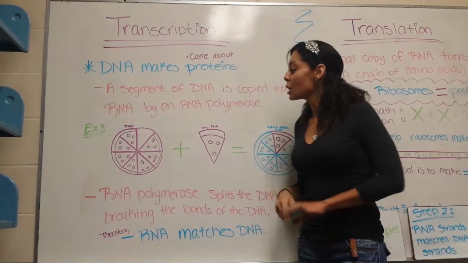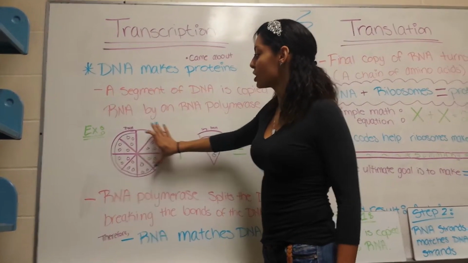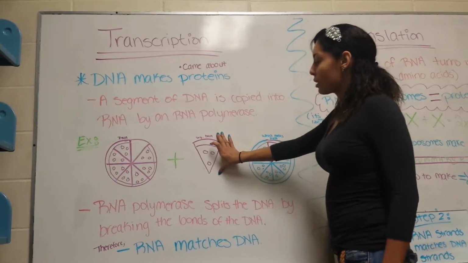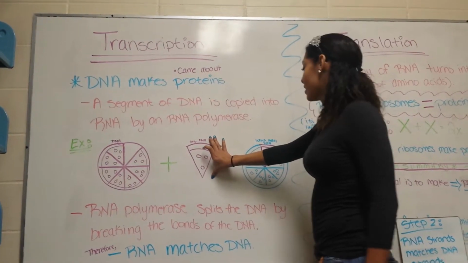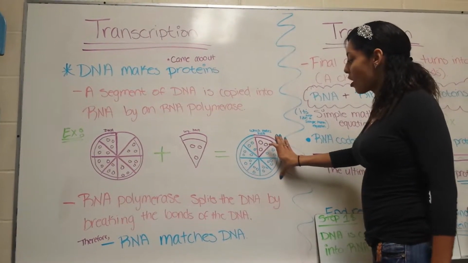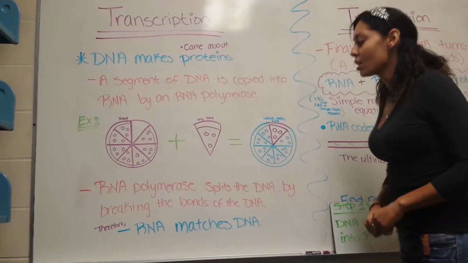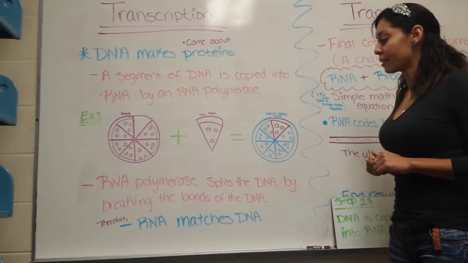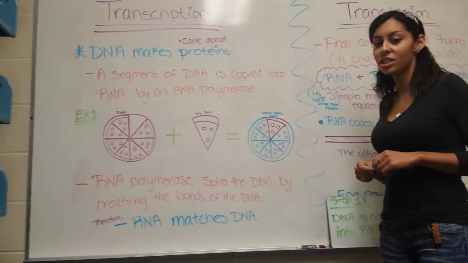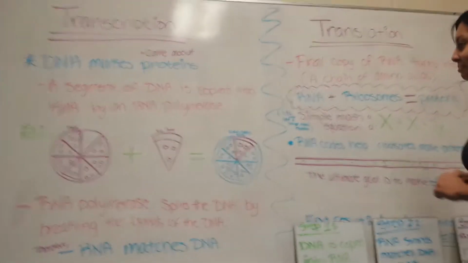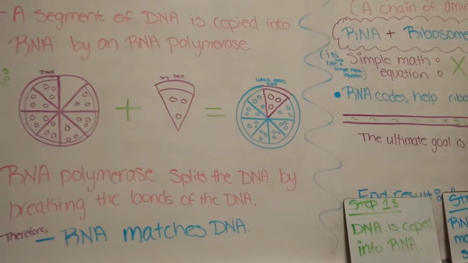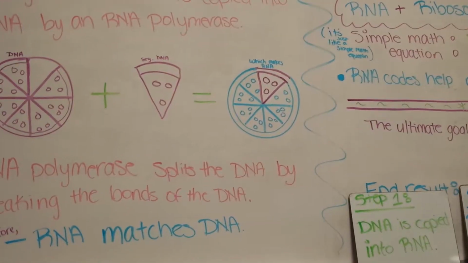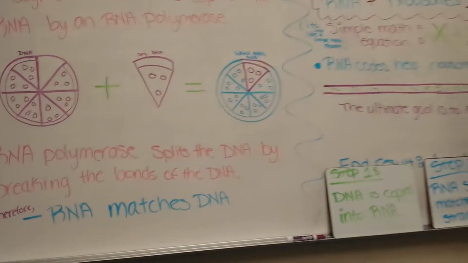An example of this would be a whole pie of pizza, which represents DNA, and we have a slice of pizza, which represents the segment of DNA, and that would make RNA, a whole pizza. RNA polymerase splits the DNA by breaking the bonds of the DNA. Therefore, RNA matches DNA. As you see here, the blue pizza, which is the RNA, contains the segment of the DNA. Just as so, we made a copy of the same DNA.